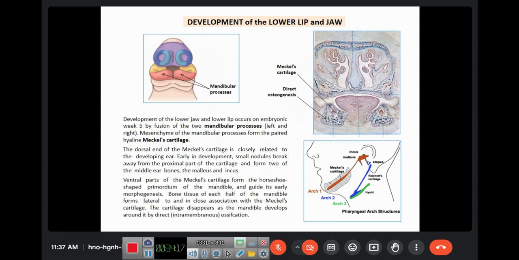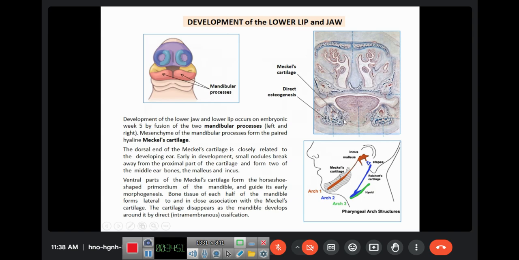So, development of the lower lip and jaw is the result of fusion of the mandibular processes. Mandibular processes develop from the first pharyngeal arch. So, mesenchyme of the first pharyngeal arch in the mandibular process makes the Meckel's cartilage. It is seen here in this picture. Meckel cartilage helps formation of the bones of the lower jaw via direct osteogenesis.